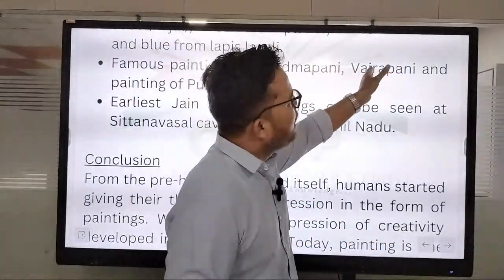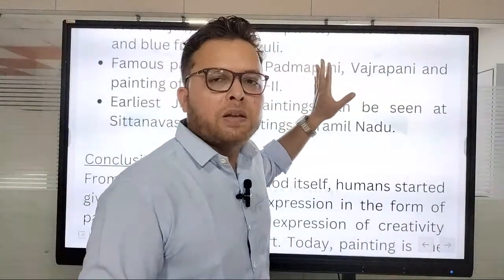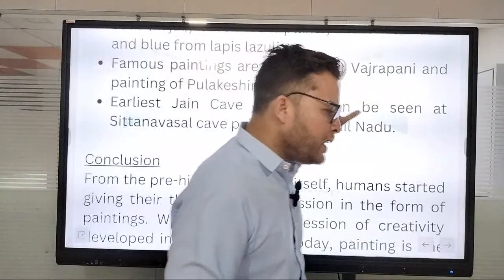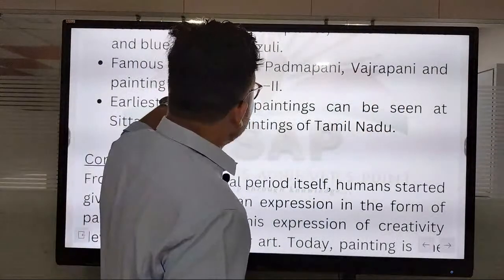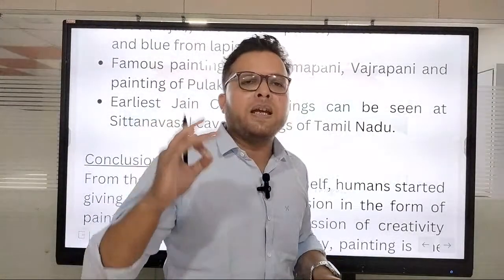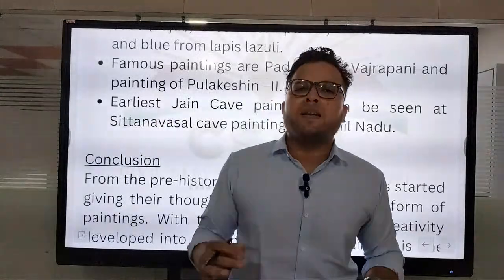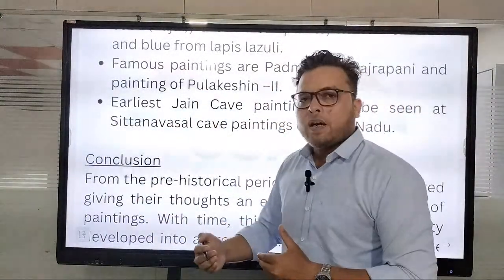And similarly, we also have a painting of Vajrapani. Who is Vajrapani? Another Bodhisattva. And this is a very interesting painting. We also have the painting of Pulakeshin the second. If you go to the Ajanta caves, you will also see a painting of Pulakeshin the second receiving an embassy.